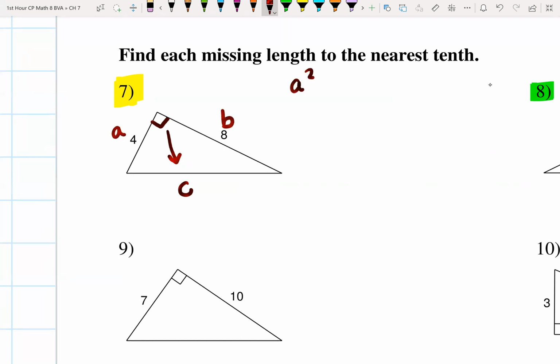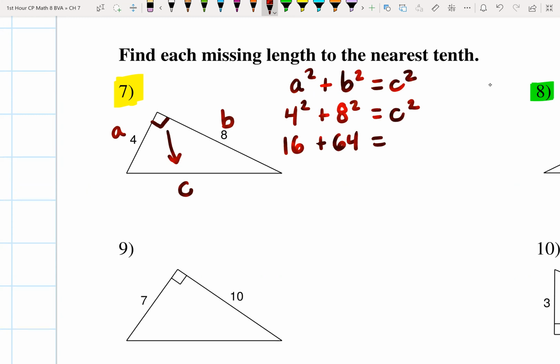Write down my theorem. A squared plus B squared equals C squared. And now we'll plug in the numbers for what we know. We've got 4 squared plus 8 squared equals C squared. Okay, how's your mental math? Do you know what 4 squared is? That's 16. That's 64 equals C squared. Let's combine those two to get 70 and then 80.